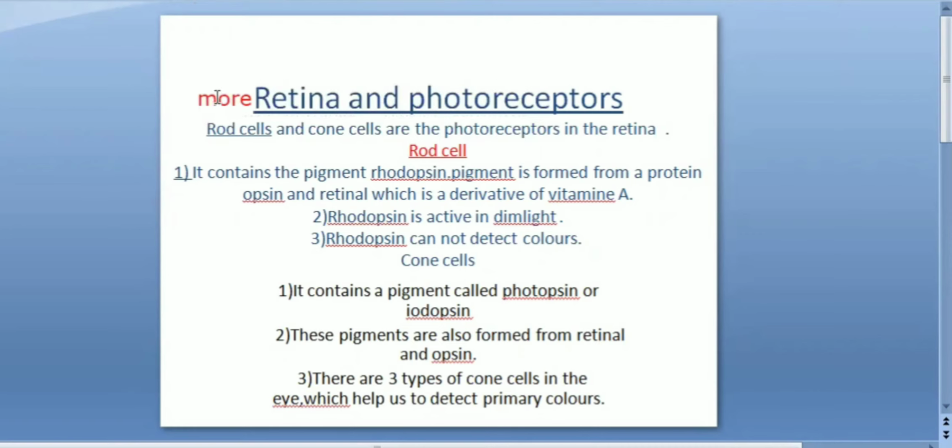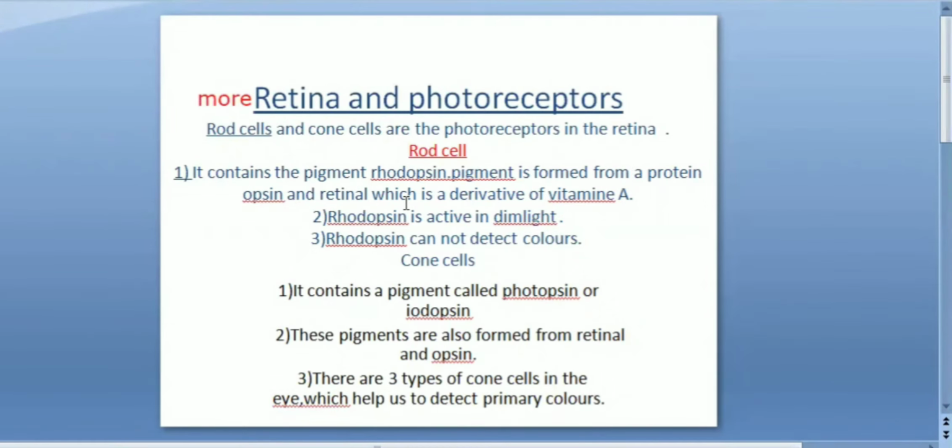We should remember about this. Rod cells are more in number. There is a question regarding this statement: then what is the function of rod cells? Actually, rod cells help us to see in dim light. Then rod cells consist of a pigment named rhodopsin.